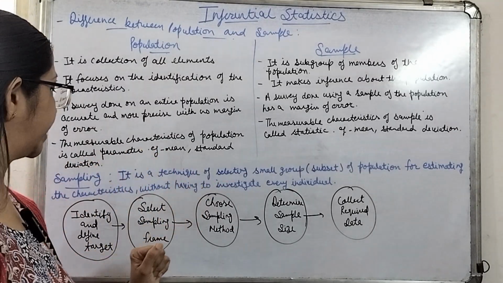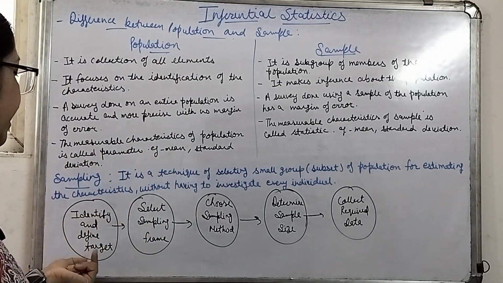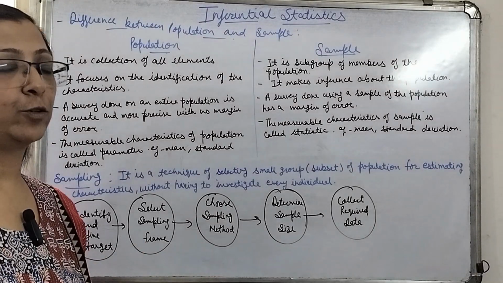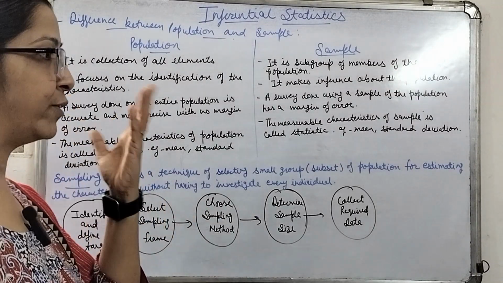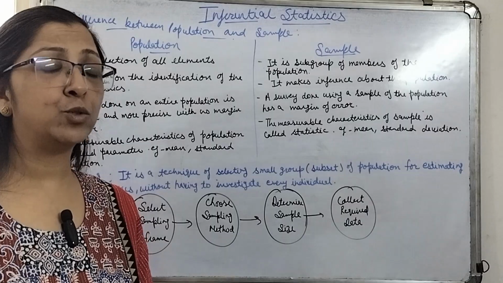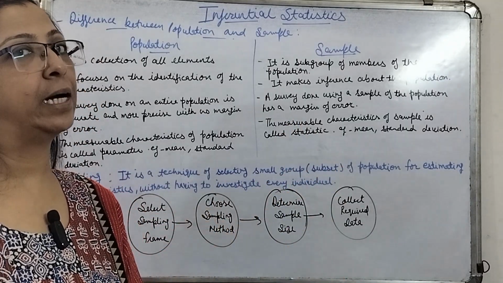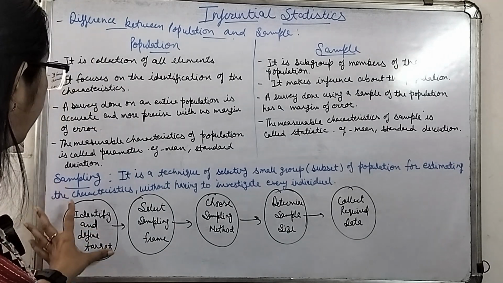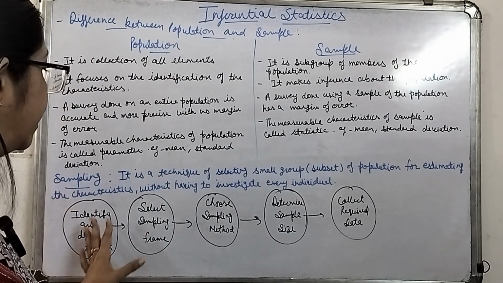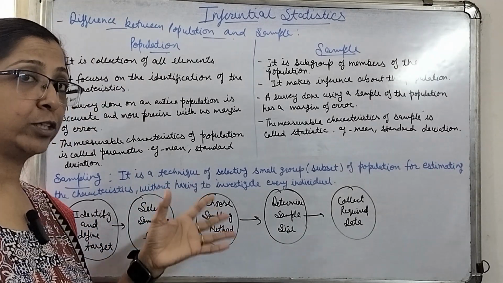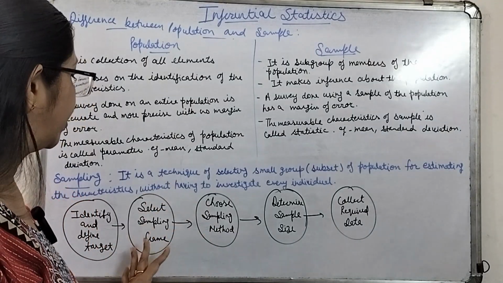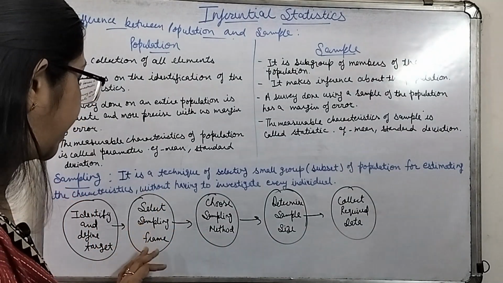Now how are we doing it? First of all, we are identifying and defining the target. What is our target group? Suppose we want to find the average height of the students of a school. Then the students of the school will be our target group. So first of all, we will identify and define the target. Then we will select the sampling frame.